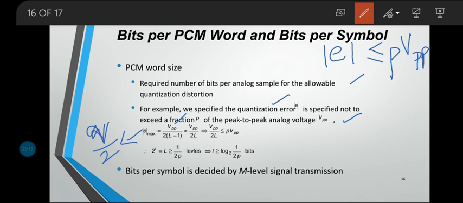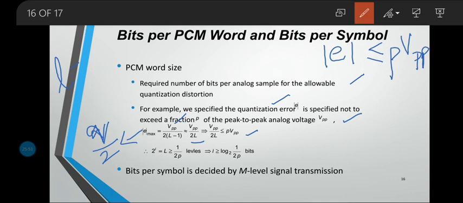So we replace that as VPP by 2 times (L minus 1), which is approximately VPP by 2L, where L is the number of quantization levels. For most applications the number of levels is large enough that L minus 1 can be replaced by L, as we have done in the above example as VPP by 2L. Then from these equations we can write VPP by 2L is less than or equal to P VPP.